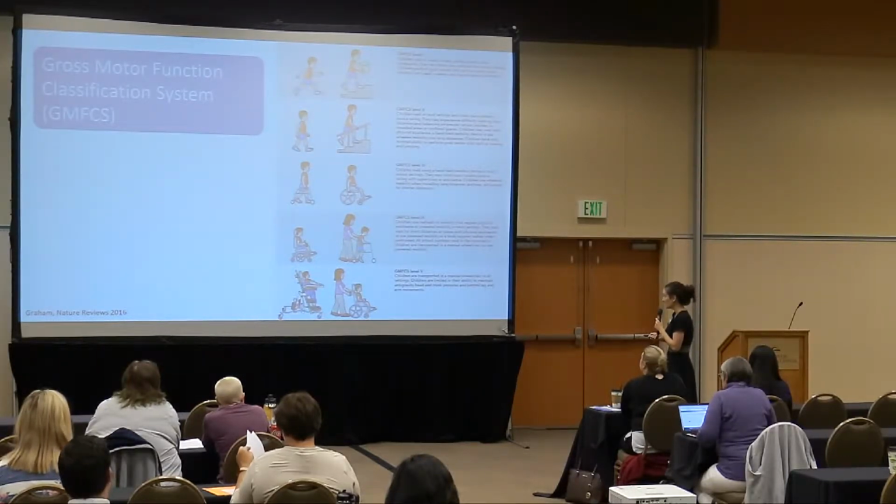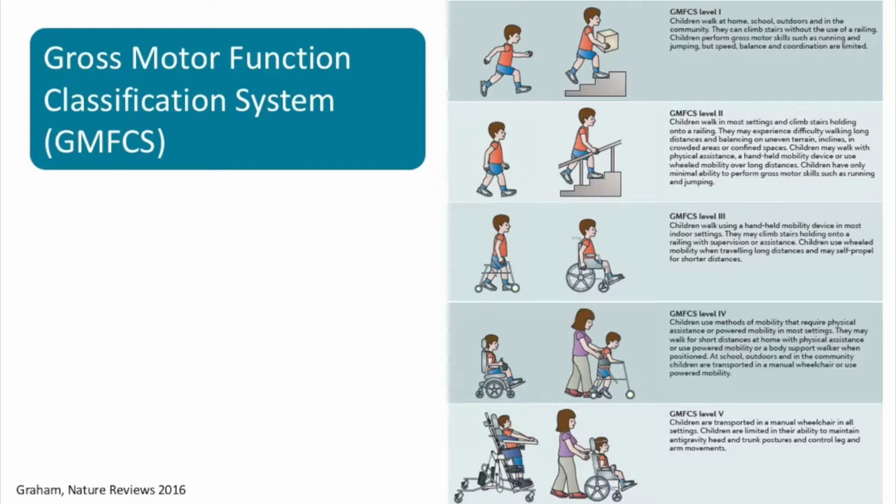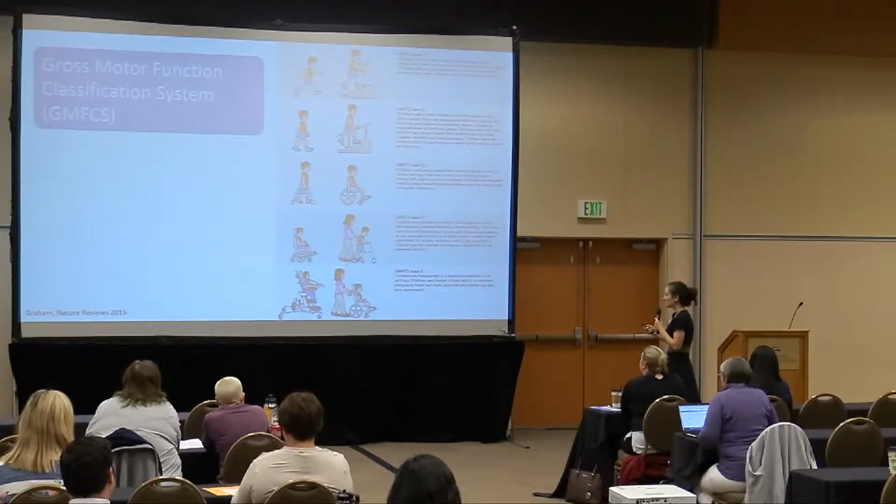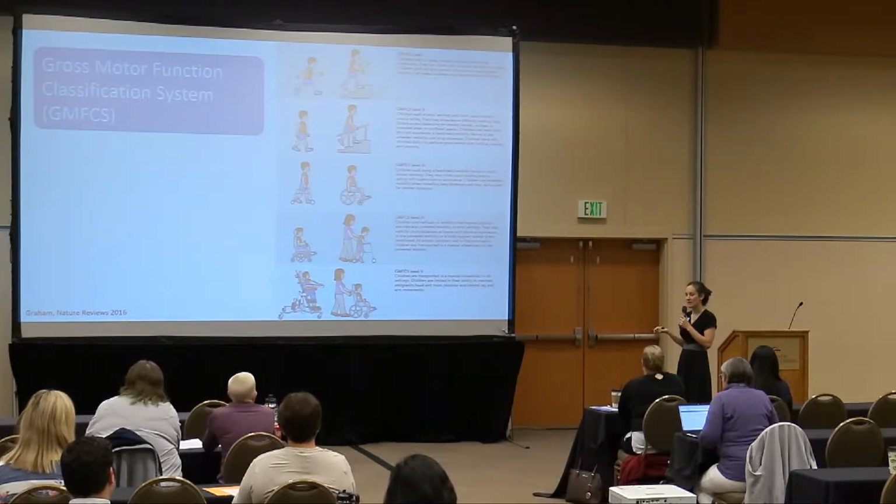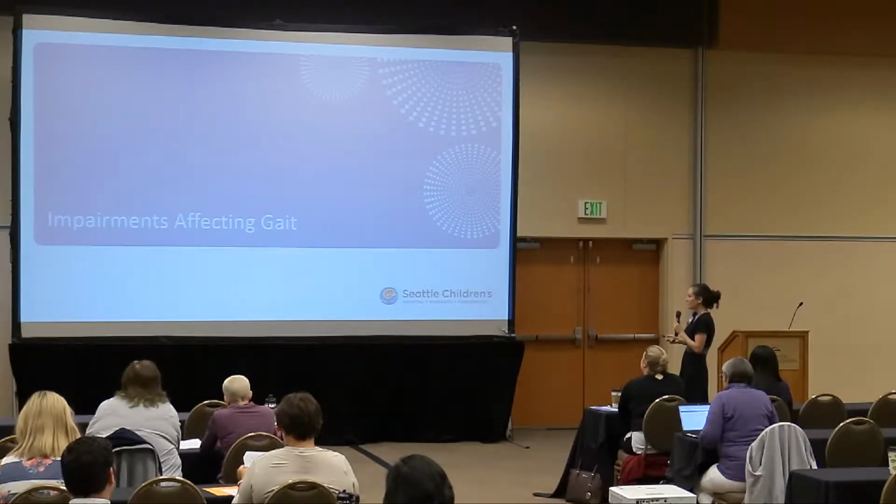A child who's a GMFCS level 4, this is a child who is primarily an independent power wheelchair user, but who can walk short distances with something like a gait trainer, which is a little more supportive than a walker, and with assistance from an adult. And then a child who's a GMFCS level 5, this is a child who's completely dependent for all of their gross motor function, all of their functional mobility. So that's important just to think in the context of treatment of CP. Treatment is going to be very different depending on the functional level of the child. So I want to talk a little bit about gait.